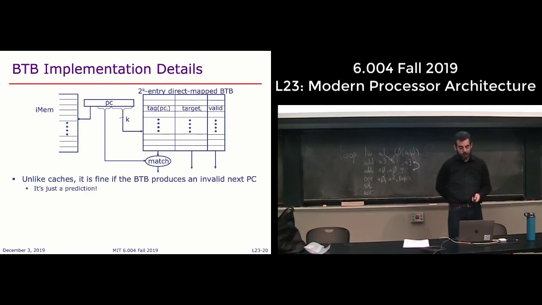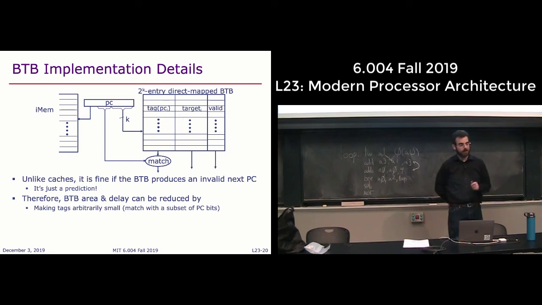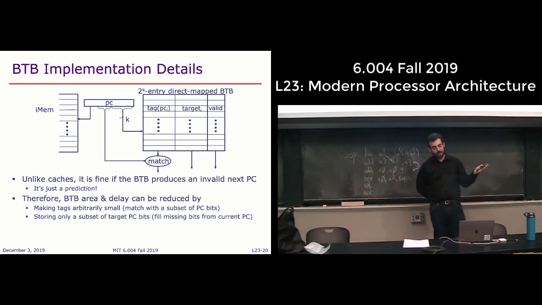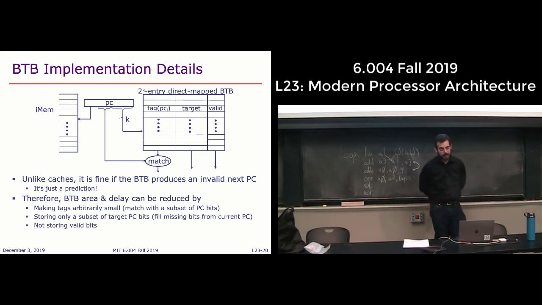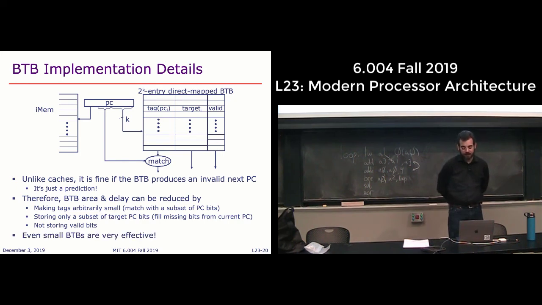So, for example, since it's just a prediction, you can avoid storing all the tags of the PC. Just store a few bits. You can even not store the entire target PC, just store a few bits and use the PC, concatenate the other bits of the PC with the bits of the target that you have. If you have a long jump, then whatever, you'll always be incorrect for that jump, but in general, jumps and branches have short targets. And you even could omit the valid bits, right? And so if you find anything, you can just predict that it is taken.